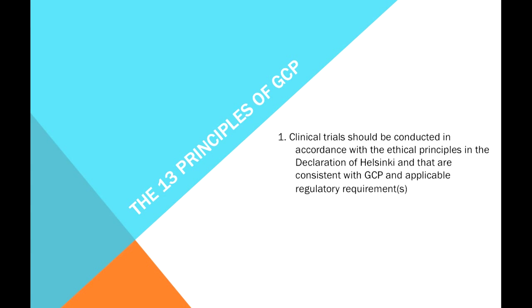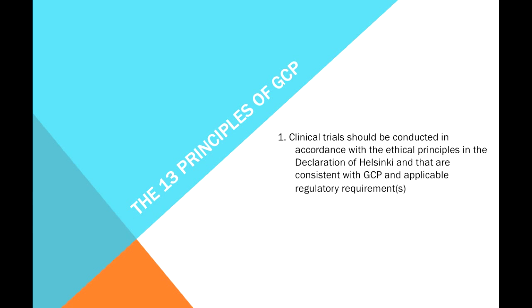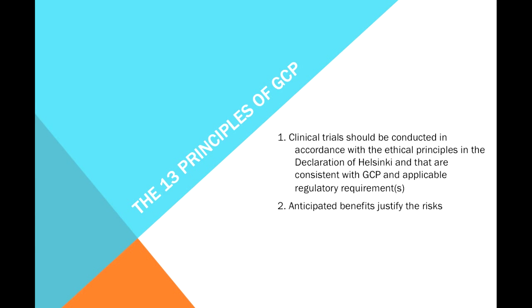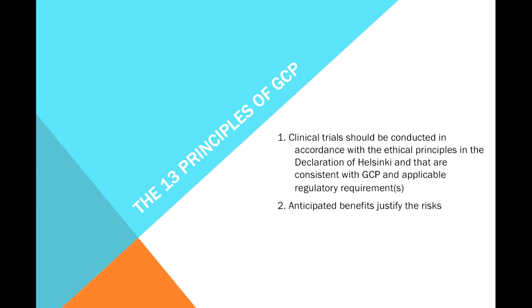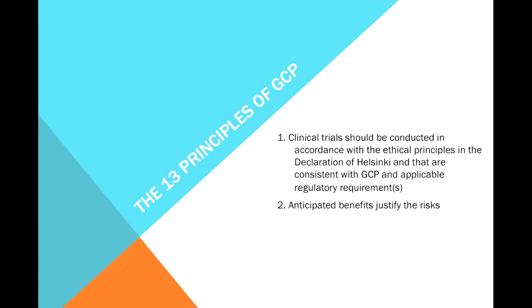1. Clinical trials should be conducted in accordance with the ethical principles that have their origin in the Declaration of Helsinki and that are consistent with GCP and the applicable regulatory requirements. 2. Before a trial is initiated, foreseeable risks and inconveniences should be weighed against the anticipated benefit for the individual trial subject and society. A trial should be initiated and continued only if the anticipated benefits justify the risks.